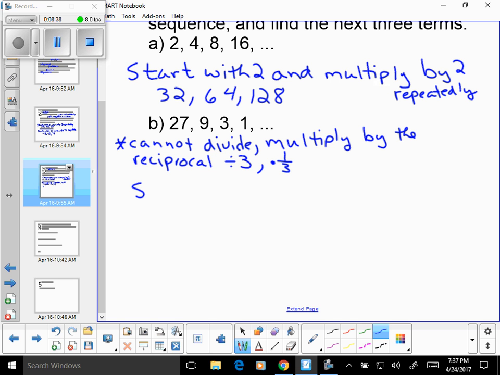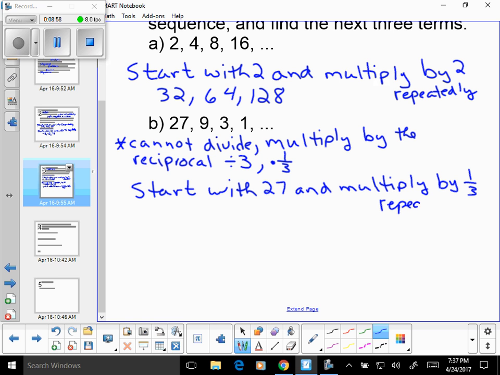So our rule here is to start with 27 and multiply by 1/3 repeatedly. And this is where sometimes students have a hard time, because I've taken 27 times 1/3 to get 9, 9 times 1/3 to get 3, 3 times 1/3 to get 1. Now I'm going to take 1 times 1/3. So the next term is going to be 1/3.